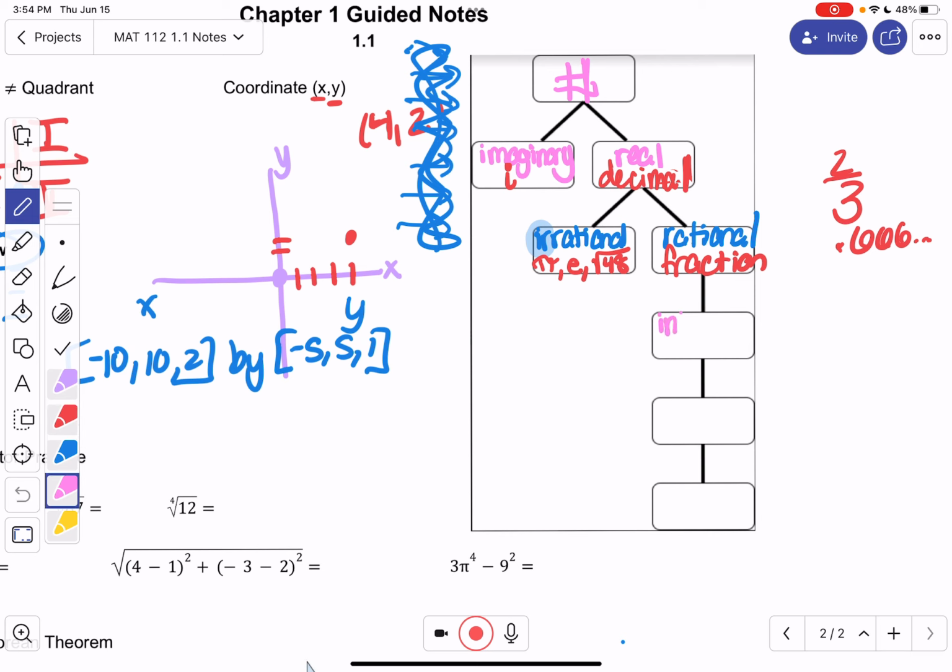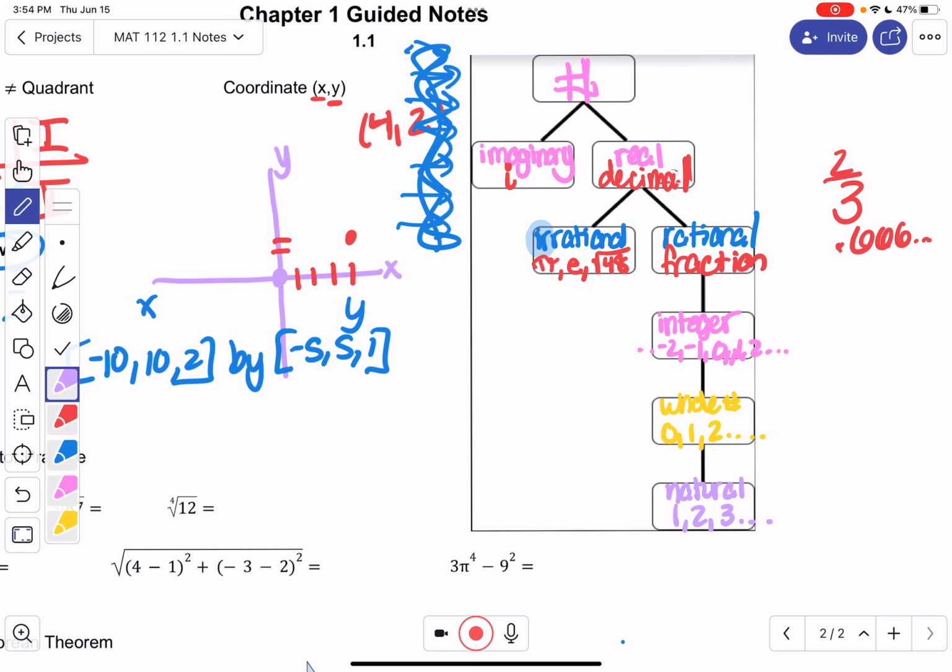Then some rational numbers are integers, meaning they're positives and negatives, but no decimals and fractions. Then the integers break into whole numbers, which start at 0 and go up, but you have no negatives. And then you have what's called the natural numbers, which start at 1 and go up. No negatives and no 0.